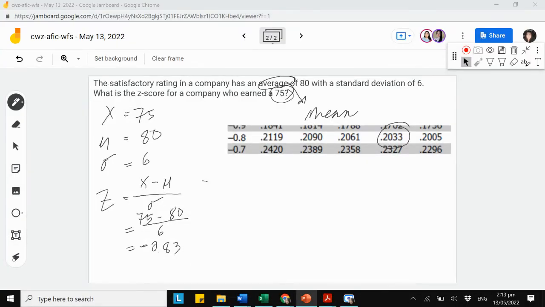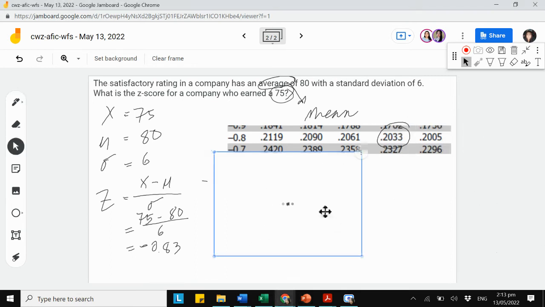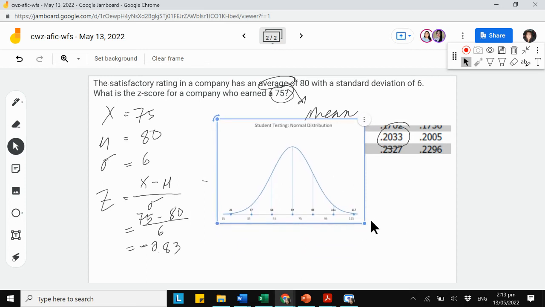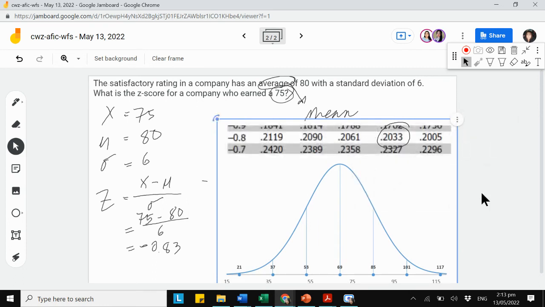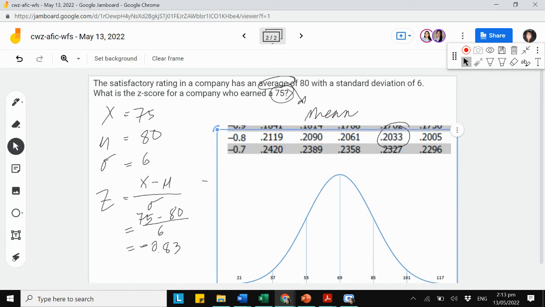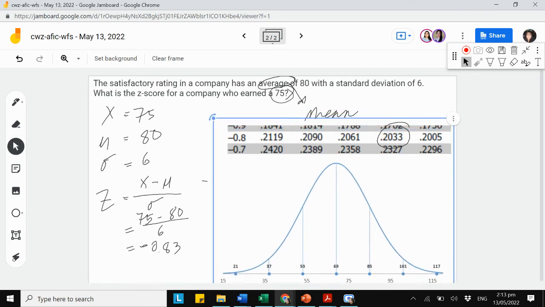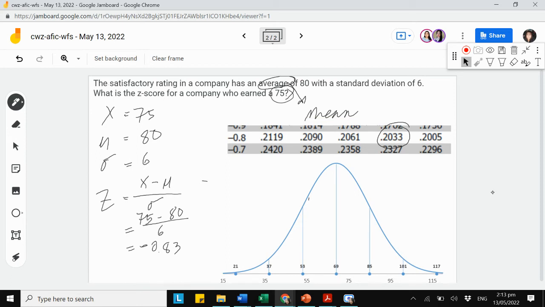So when we put it on the bell curve chart, here. Okay, so this is what we will use. So 0.83, before it reaches negative 1. So let's draw it before negative 1. Oh, wait. So this is going to be around here.